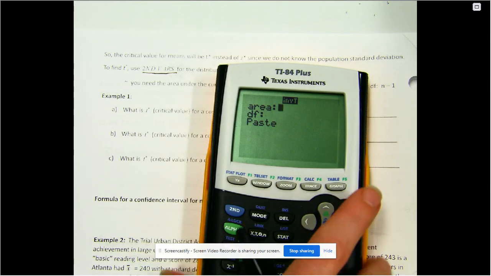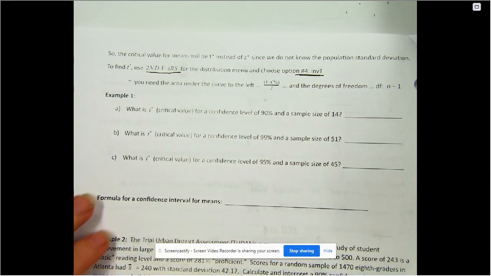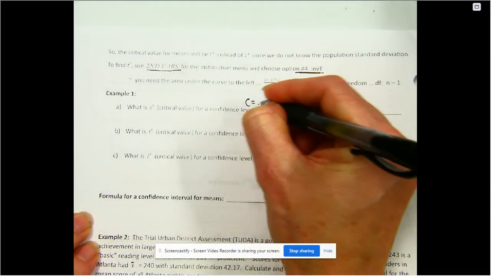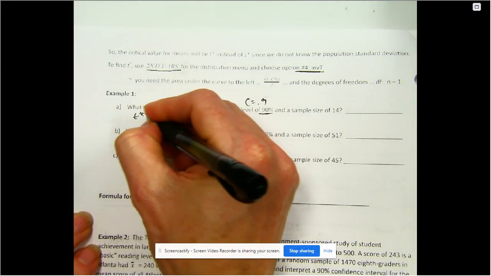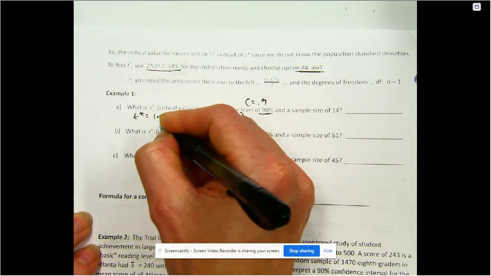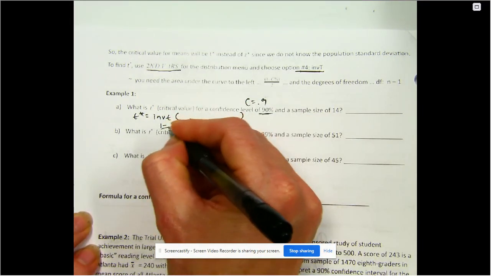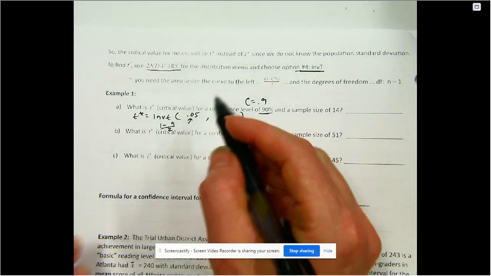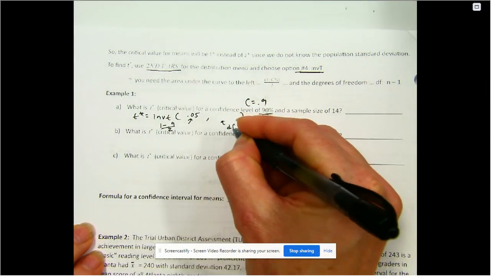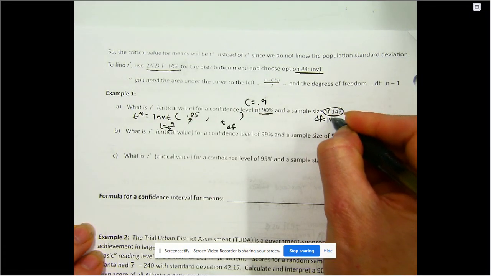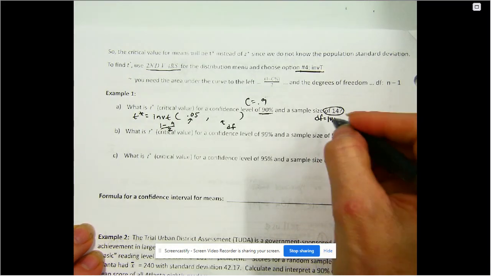So let's do these 3 problems together. So we're going to find t-star for 90% confidence interval, so 0.9. So we're going to go t-star equals inverse t, and we need 2 things. We need area to the left, which is going to be 1 minus 0.9 divided by 2, which is 0.05. Notice that feels just like what we did for confidence intervals with proportions. And then now we have to give this second part, which is degrees of freedom. So our sample size is 14. So our degrees of freedom is 14 minus 1, which is 13.